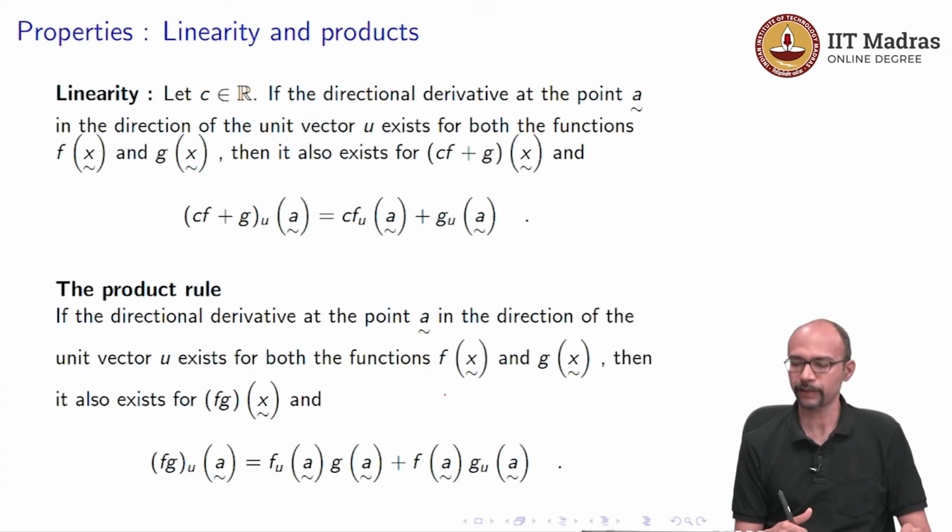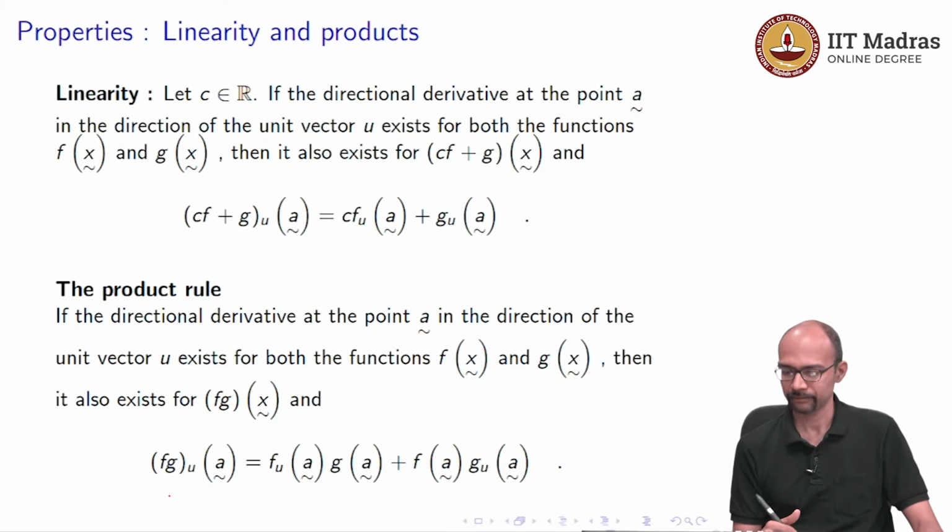Okay, so if the directional derivative at the point A in the direction of the unit vector u exists for both the functions f and g, then it also exists for the product, and it is given by the product rule, exactly the same as we had for one variable calculus. So, the directional derivative of f times g in the direction of the unit vector u is the directional derivative of f in the direction u at a times g of a plus f of a times the directional derivative of g in the direction of u at a.